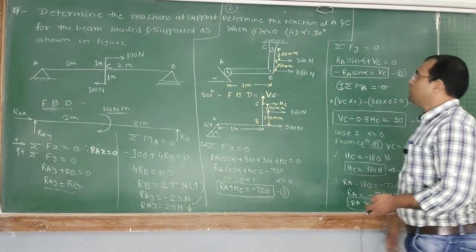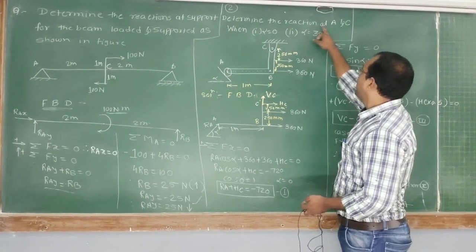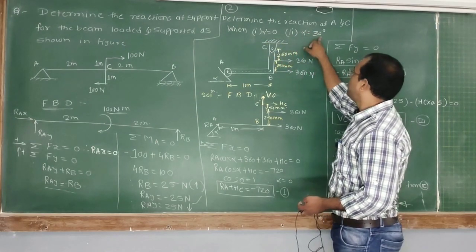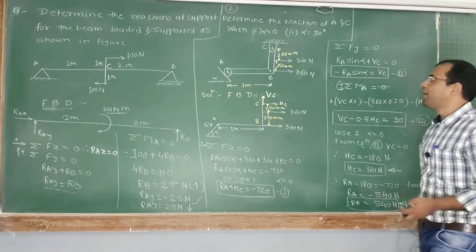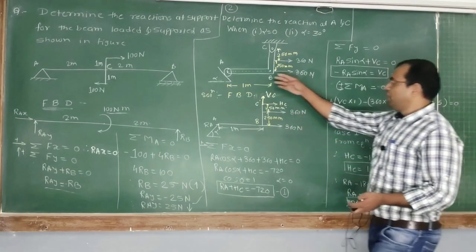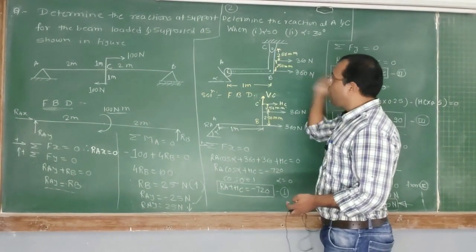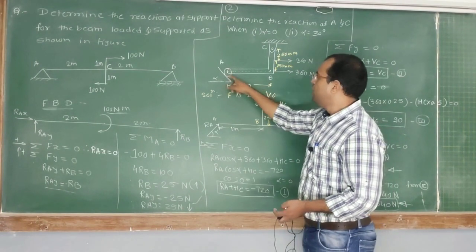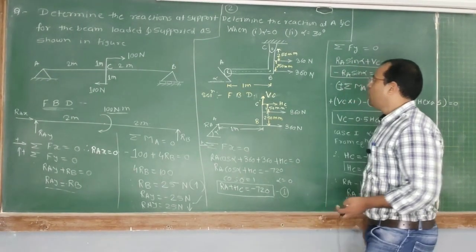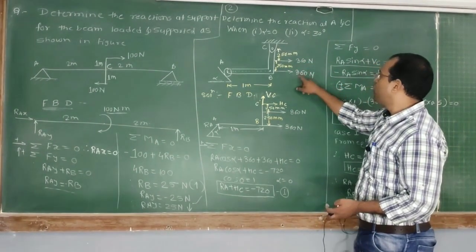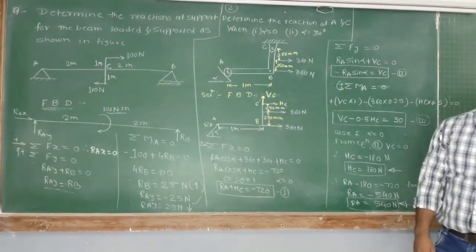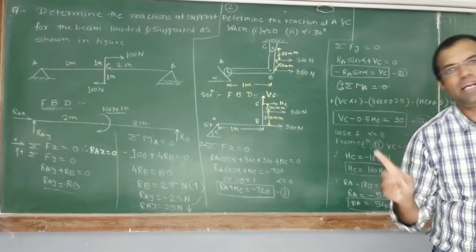So here determine the reaction at A and C when alpha is equal to 0 and alpha is equal to 30 degree. They have asked us to find out the reaction at support point A and C. So there is one arrangement given. At point A there is a roller support and at point C there is a hinge support, and the two forces are given of magnitude of 360 Newton towards the right, and they have asked us to find out the reaction at A and at C.